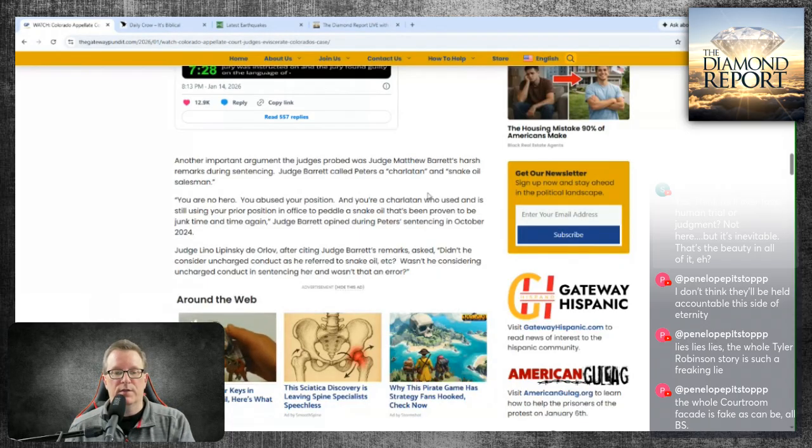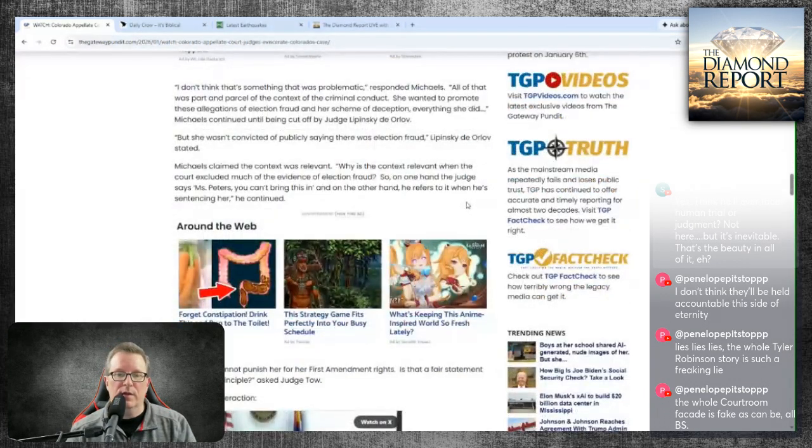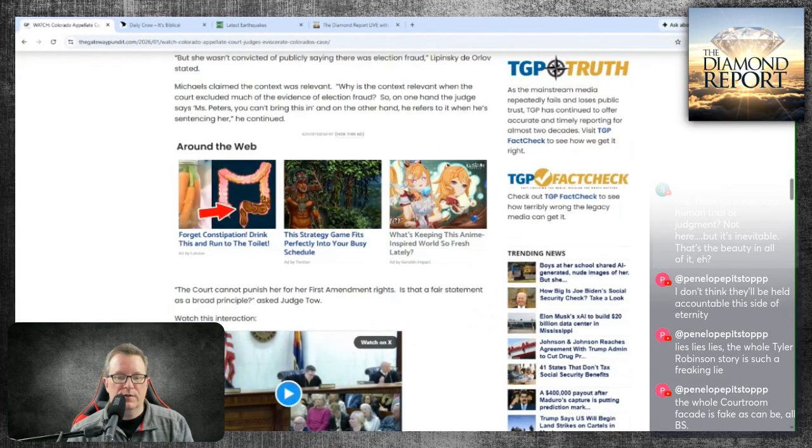Wow. And then it says Judge Lino Lipinski Diorlov, after citing Judge Barrett's remarks, asked, "Didn't he consider uncharged conduct as he referred to snake oil, etc.? Wasn't he considering uncharged conduct in sentencing her, and wasn't that an error?" Yeah, so they should really look at this whole thing again, and the judge that sentenced her for sure.